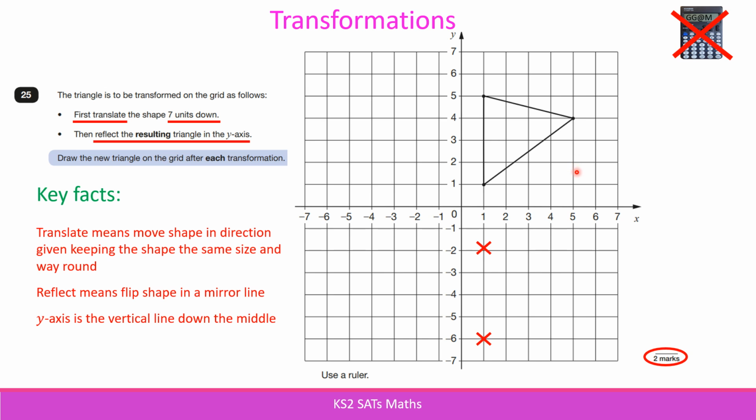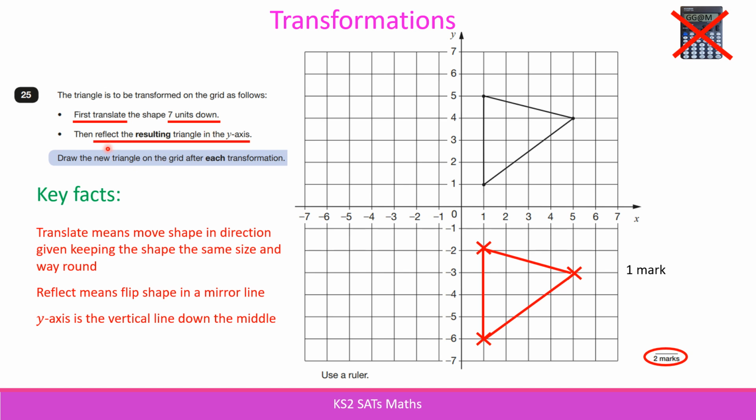1, 2, 3, 4, 5, 6, 7, and we put a cross where this point is. Once we've put the crosses where each of these points are, we just need to join the points up for your first mark, and this is drawing the first triangle where we have translated the shape by 7 units down.